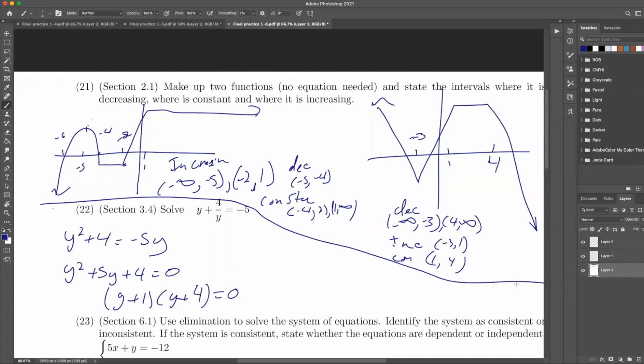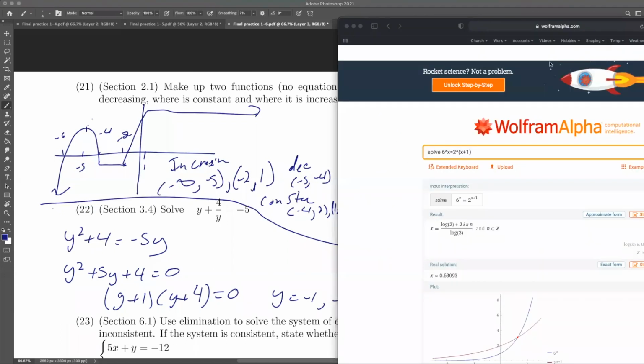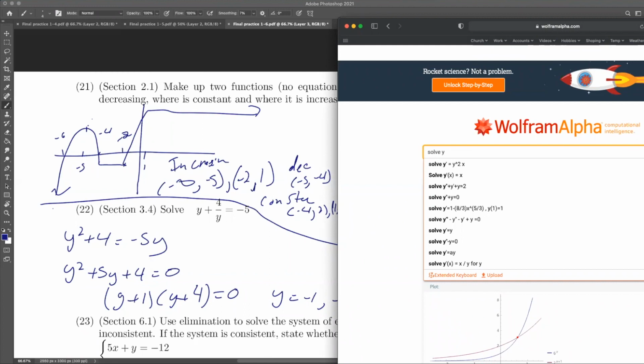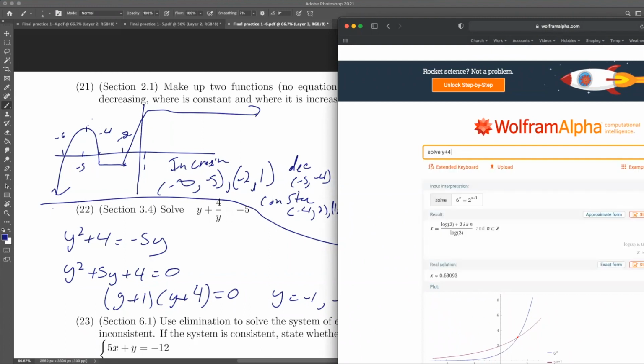Equals 0. That means y equals minus 1 or minus 4. And how do we check this? We just type it in Wolfram Alpha. Let's see. So we have y plus 4 divided by y equals minus 5.